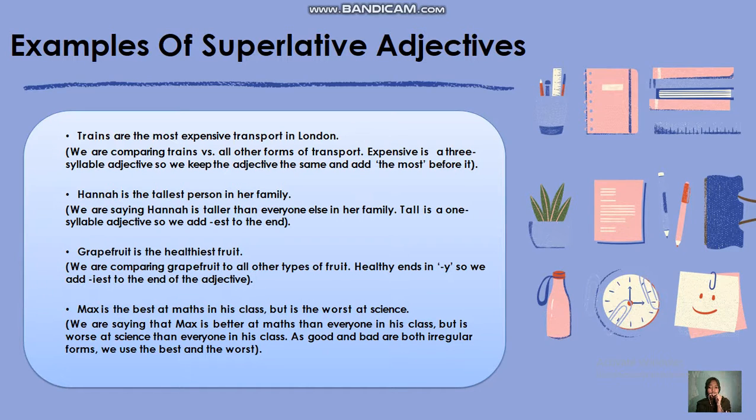Third, grapefruit is the healthiest fruit. We are comparing grapefruit to all other types of fruit. Healthy ends in "y", so we add "iest" to the end of the adjective. And the last, the fourth: Max is the best at maths in his class, but is the worst at science. We are saying that Max is better at maths than everyone in his class, but is worse at science than everyone in his class. As good and bad are both irregular forms, we use the best and the worst.